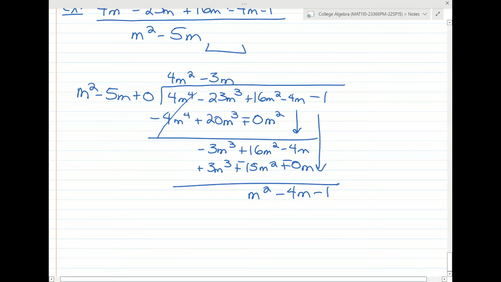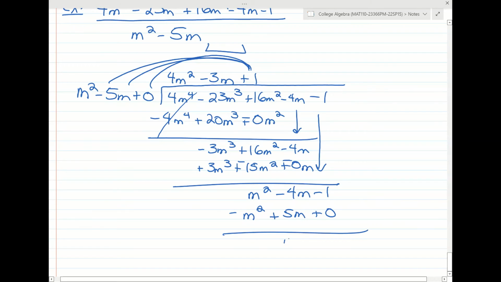It looks like we have to go one more step here. M squared times what is m squared? The answer is just 1. And then you distribute that. So this would be 4, let me see, m squared minus 5m plus 0. And then we have to subtract those. So you just get m minus 1 as the remainder.